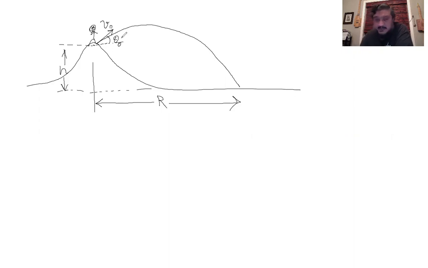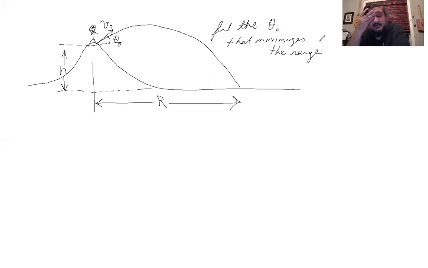So the problem is find r, or let's say find the angle that maximizes the range. Okay, find the relation between r and this angle. Of course, this relation will have v naught and h in it as well.